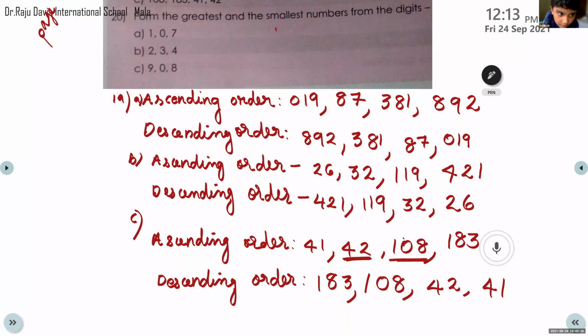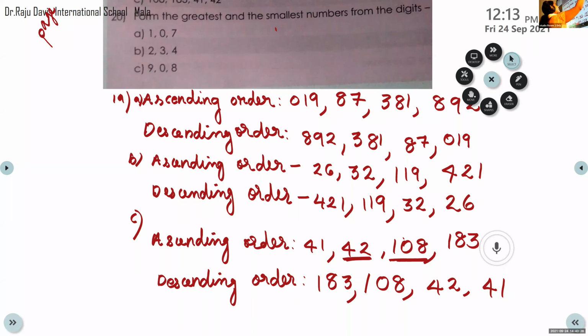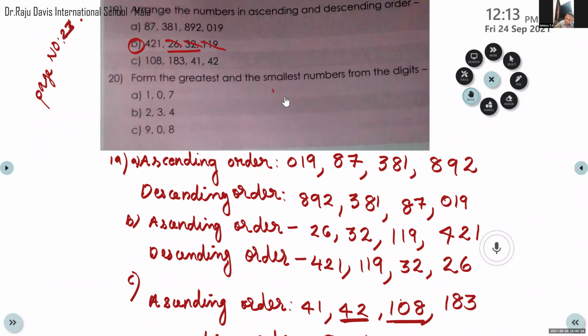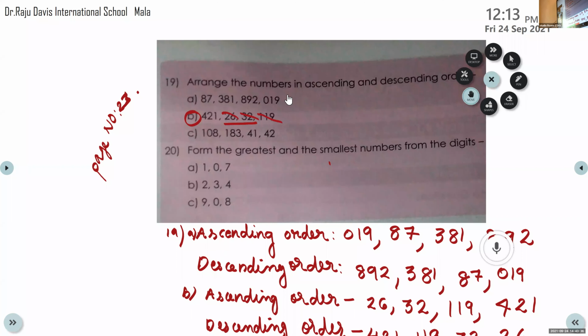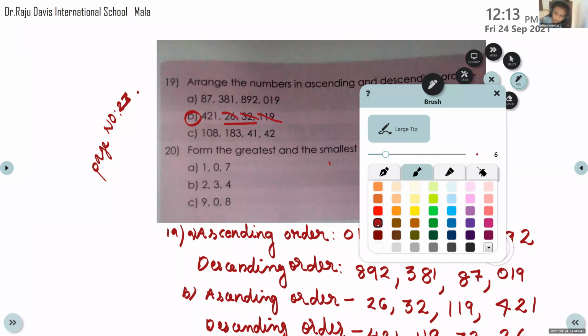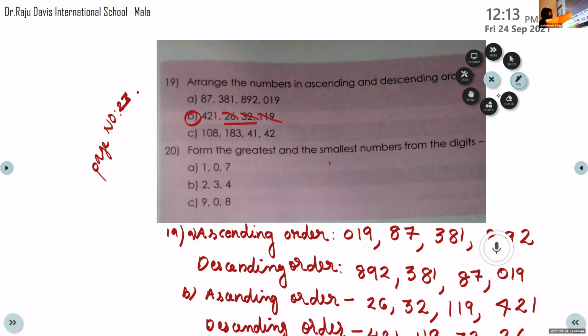If you don't have space, please take the notebook. Near the question itself, you can write the answer. No problem. Rima completed this one. So here itself, you can write the answer. No need to take the notebook. Descending order and ascending order finished. Now for question number 20, please write the answer over here, if you have space.